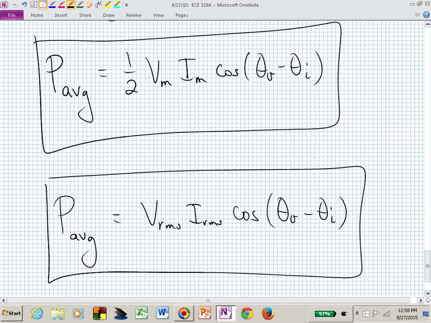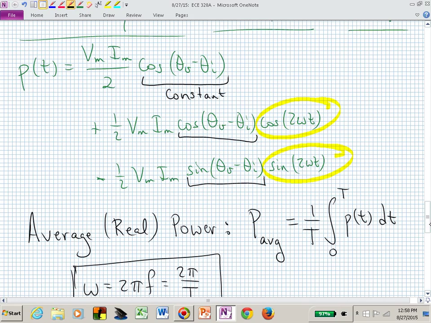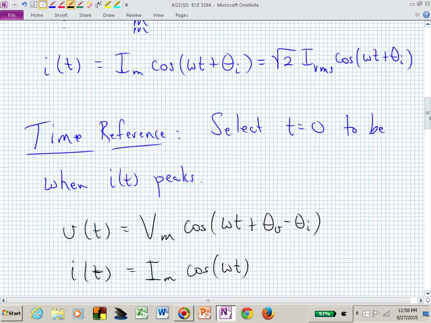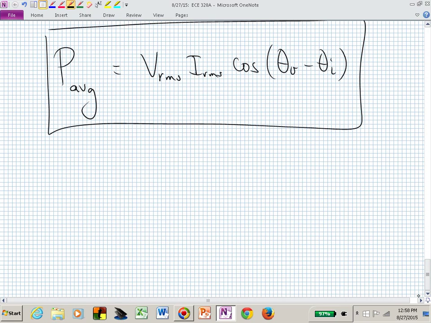The bottom one is probably the one that I would keep track of. This is the average power, or the real power, associated with this generic device that had the voltage and current as we defined them. The average power then, or the real power, this is actually what you use day in and day out, is real power.